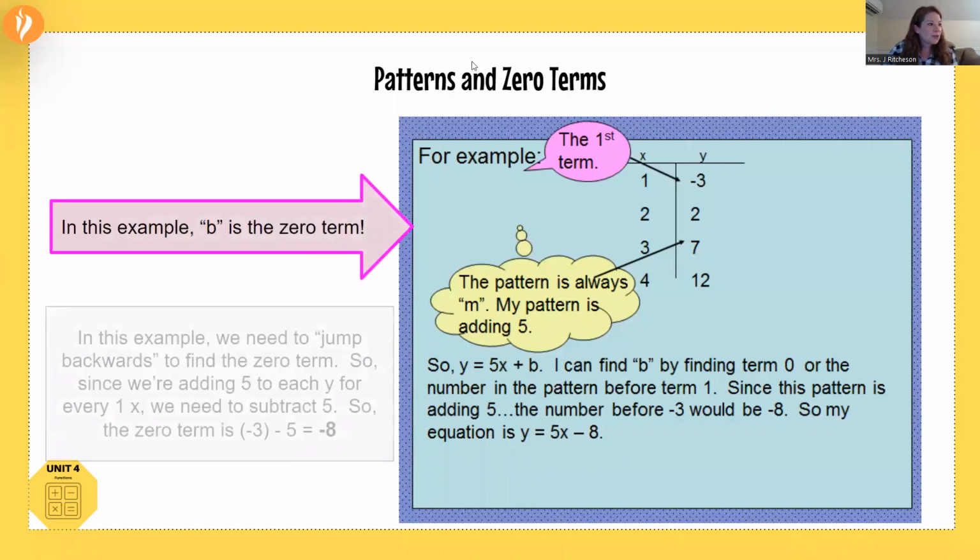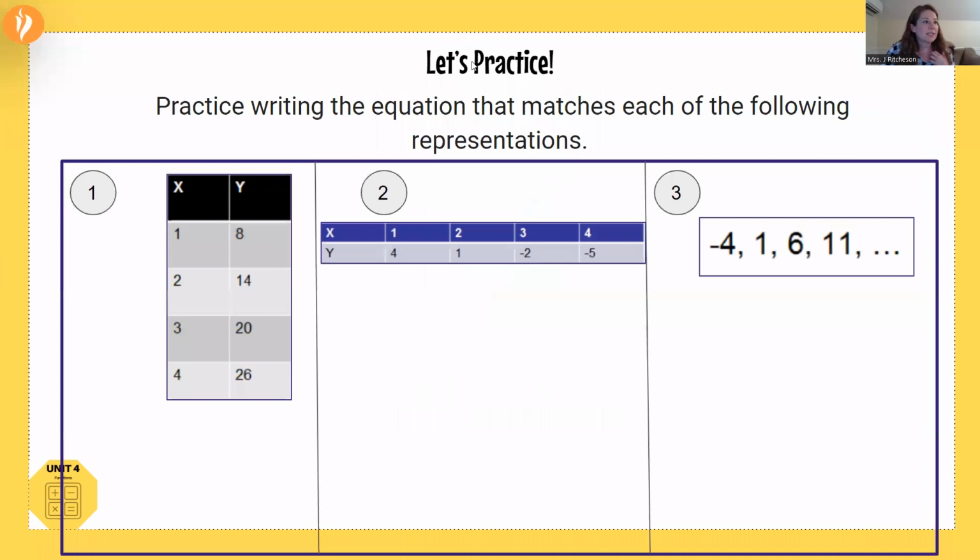All right, I hope you guys are doing this with me. All right, so let's practice. We're not actually doing number 3. Don't worry about number 3, but I want you guys to see if you can figure out 1 and 2 by yourself and then check your answers with me.